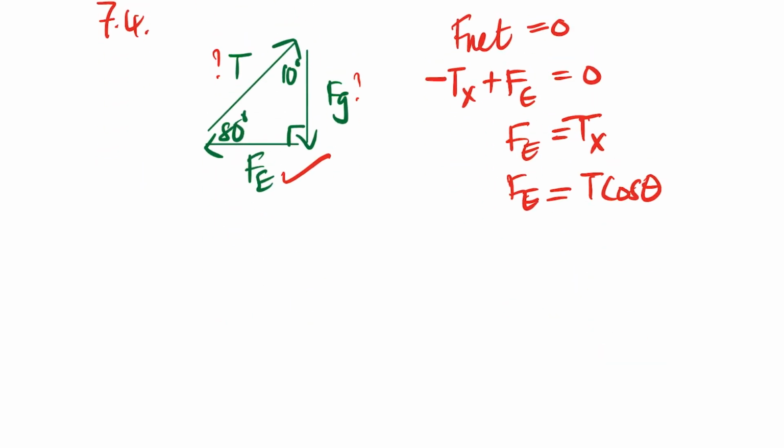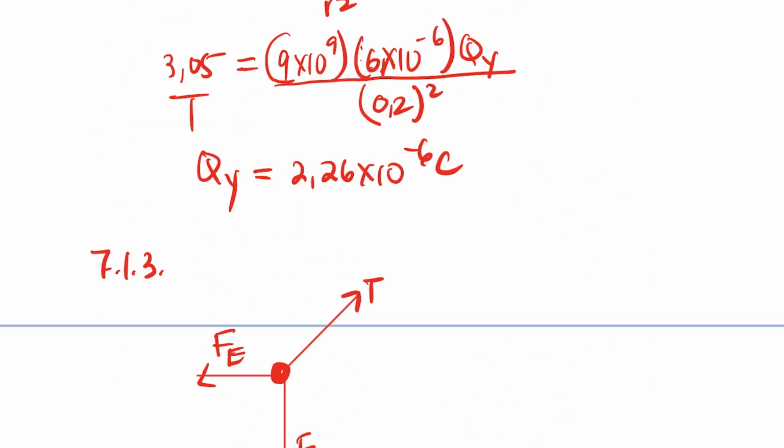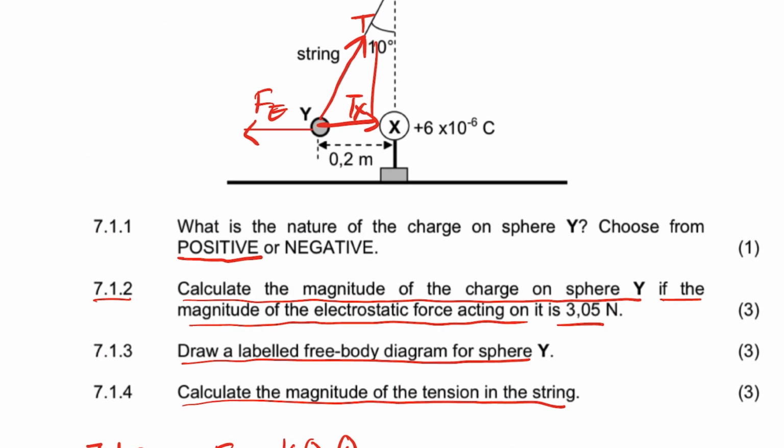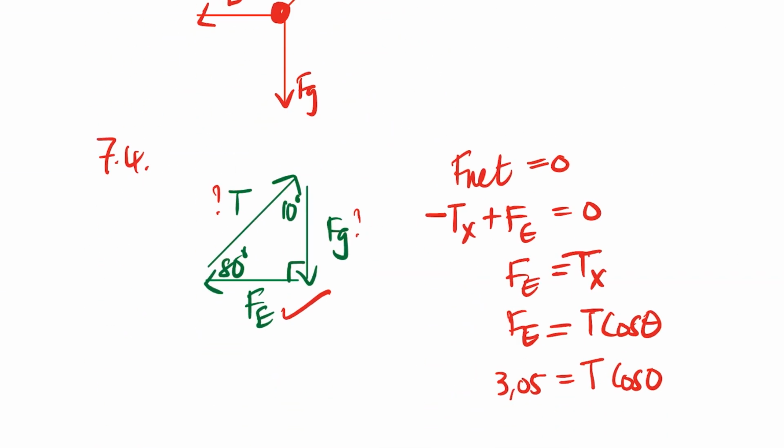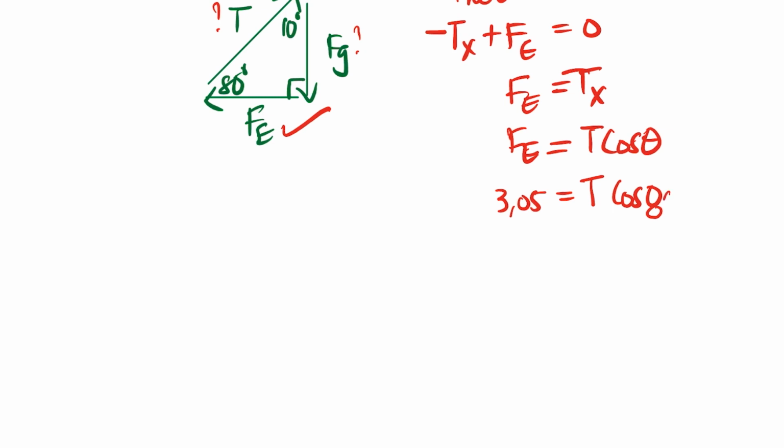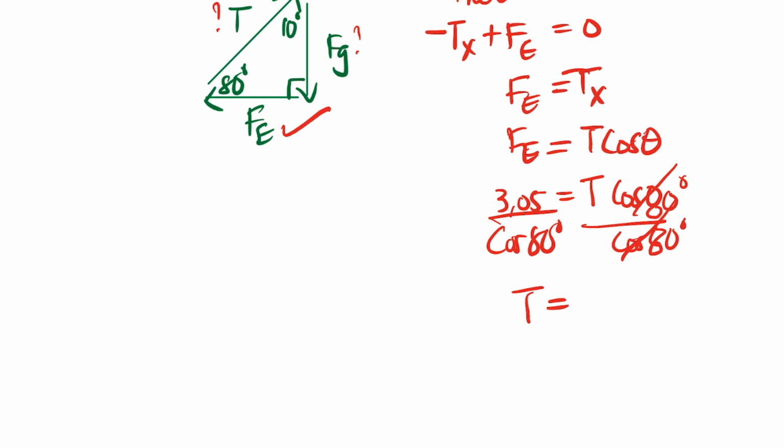Then we substitute. The electrostatic force we have is 3.05, and the tension is the one that we want, so it's going to be T cos what? Since it's this angle, this is going to be 80 degrees, so cos 80 degrees. If we divide both sides by cos 80 degrees, T is going to be equal to 17.56 newtons. That's the tension force there.